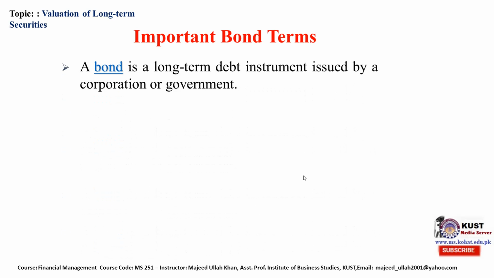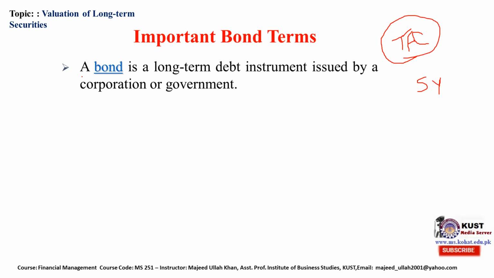So important terms. What is a bond? A bond is basically a long-term instrument that is issued by a corporation or government. In Pakistan, if you check the annual reports of companies, you will rarely see that a company issues Term Finance Certificates, TFCs, which are also one type of bond. It is longer term, might be more than 5 years, that the company issues bonds to the people and collects money from them in order to finance their long-term project.